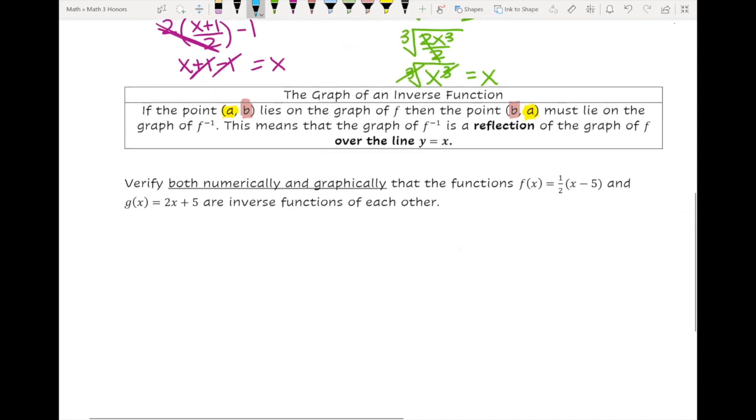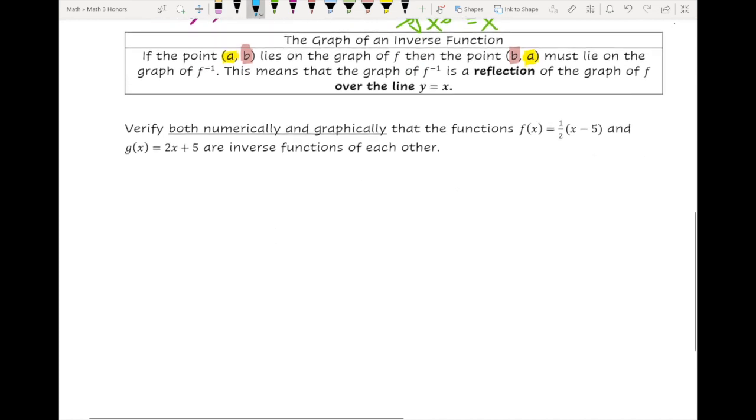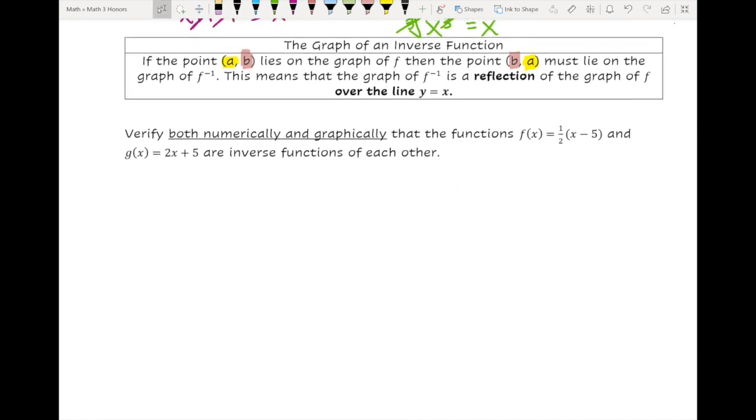Verify both numerically and graphically that the functions f of x equals 1/2 x minus 5 and g of x equals 2x plus 5 are inverse functions of each other. Let's do this numerically first. We actually did this last time. We are going to do f of g of x to see if that equals x, and we are also going to do g of f of x to see if that equals x.